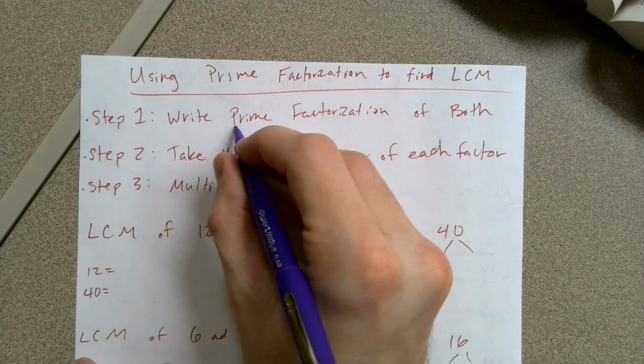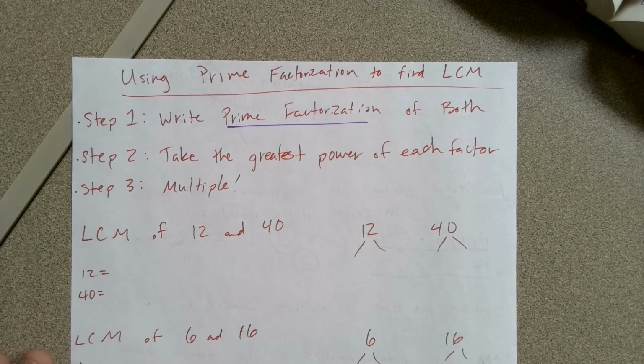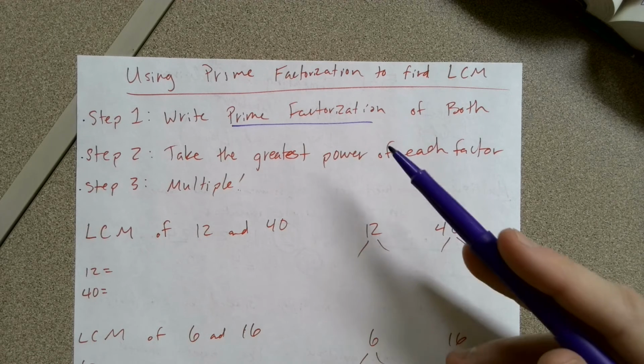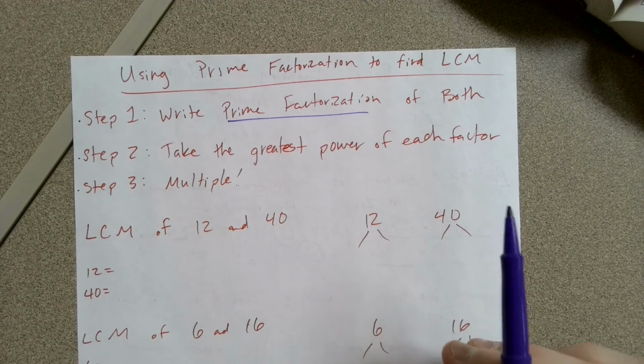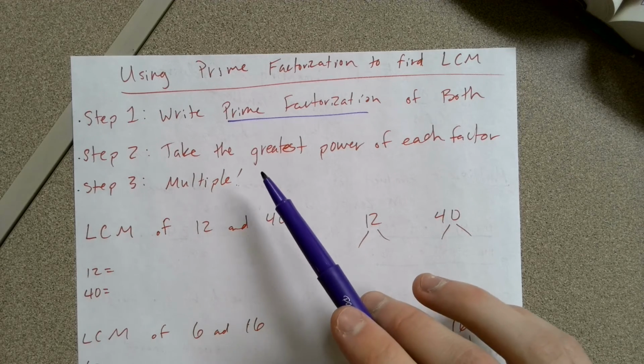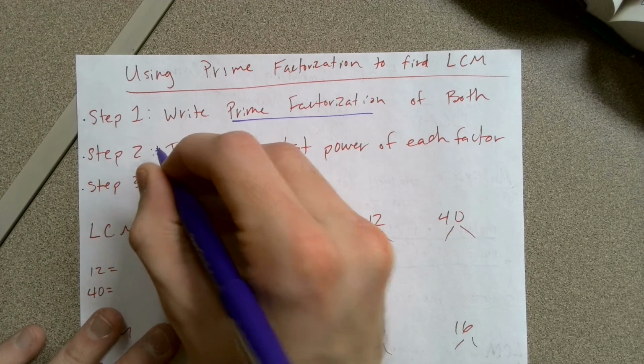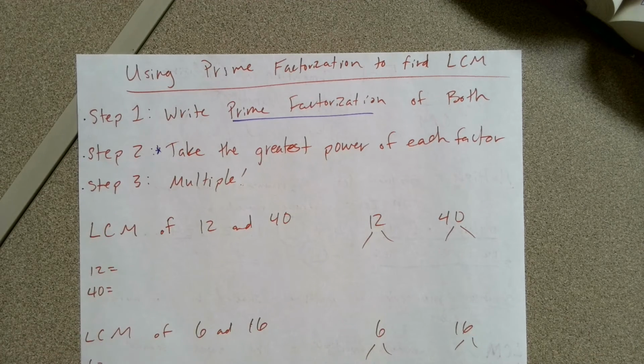So step 1 is to write that prime factorization. We did that before Christmas or before the holidays. So we're going to go over that. Just as a little refresher, I think that should come back to you pretty quick. And then we're going to take the greatest power of each factor. This is going to be something that's a little bit new, but I'll show you how to do that. And then we're going to multiply them all together.